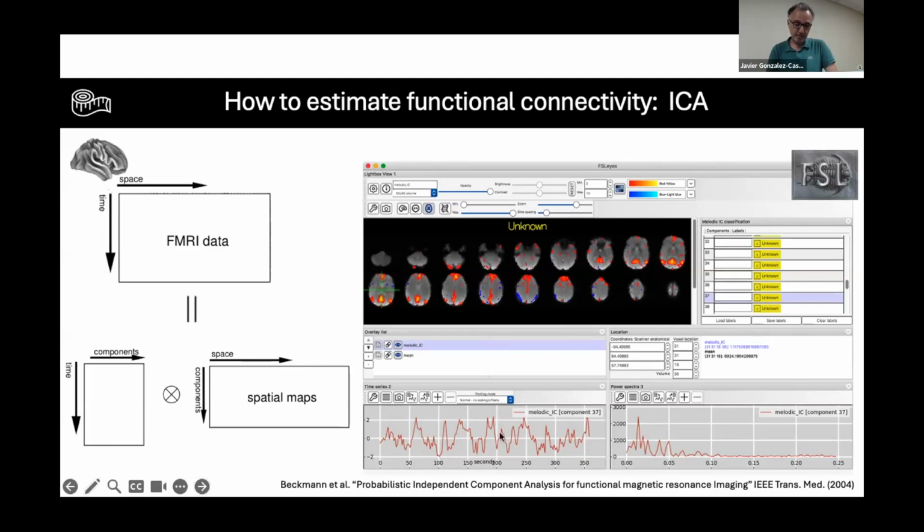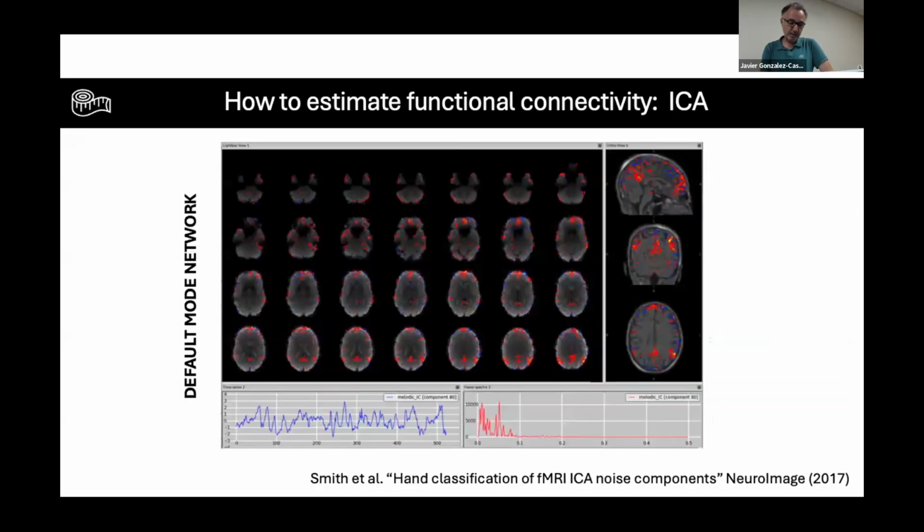And the other thing to keep in mind is that when you do something like this, no matter how good you've been at preprocessing your data, there are still going to be some components that are noise, that are most likely not of neuronal origin. And the first thing you're going to have to do is to really try to get rid of those. So let me give you some examples.